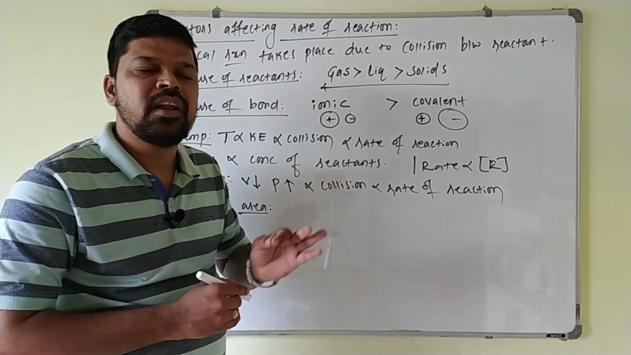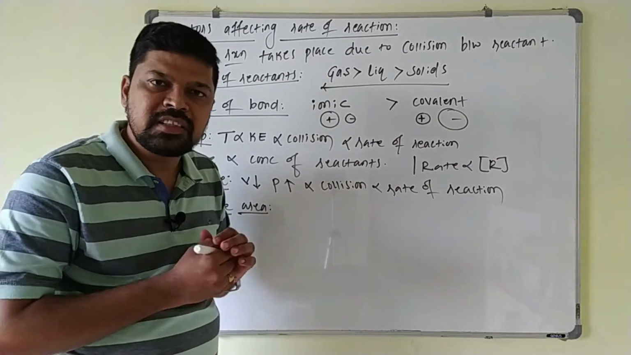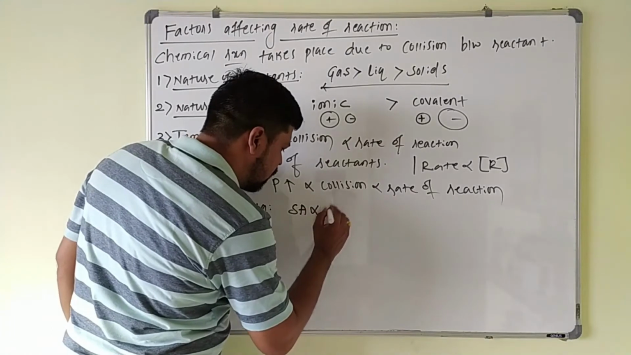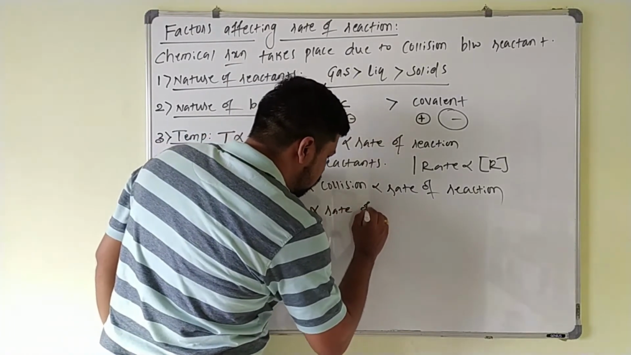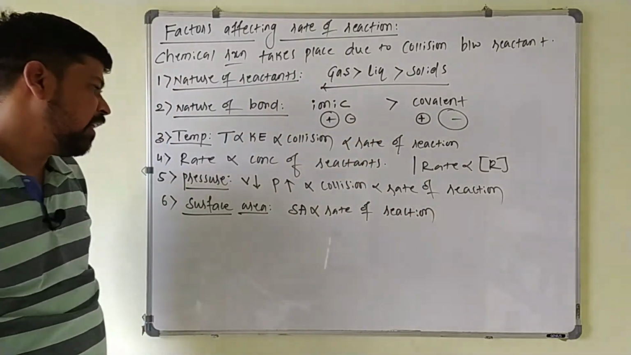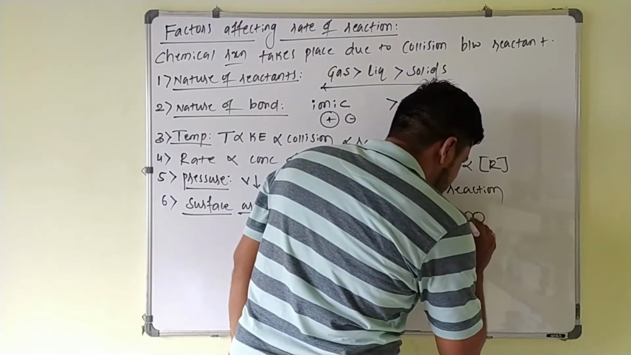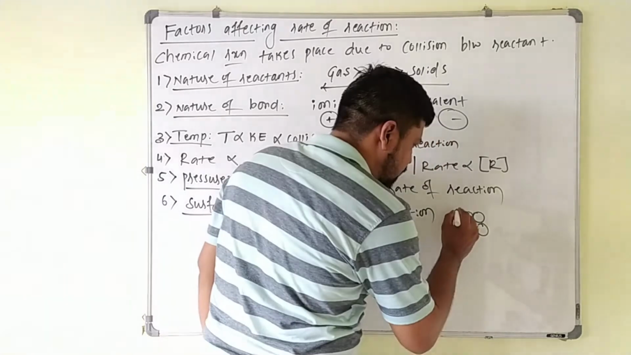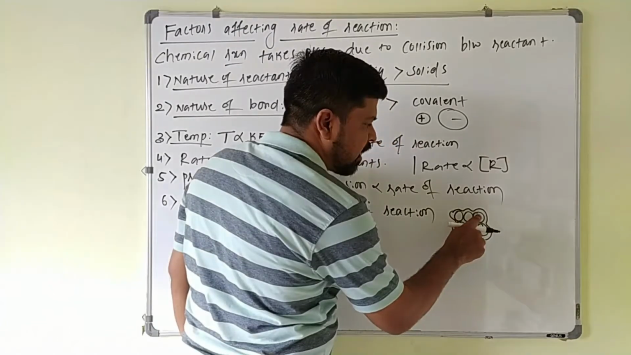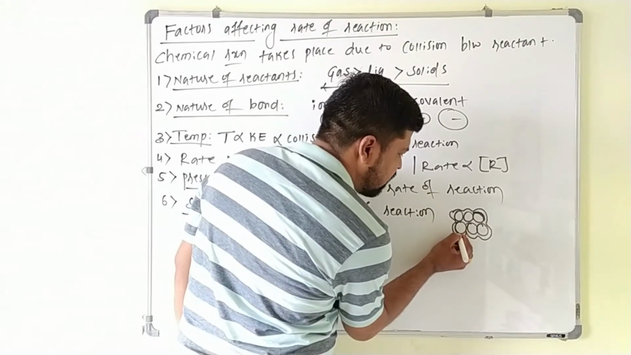So always keep in mind, the powdered form of the reactant is more efficient as compared to the complete crystal form. So surface area is directly proportional to the rate of reaction. For example, if I take the solid form, in the case of crystals, this is one complete solid, and this will be the surface area of these reacting molecules. For this reacting molecule, only this surface area is free.